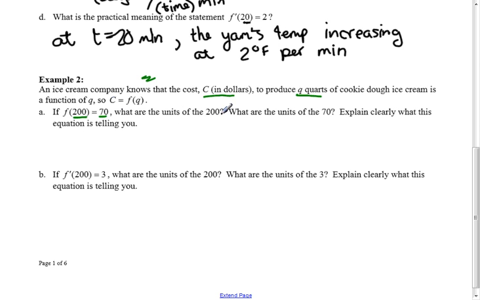So what are the units of the 200? Well, that would be quarts, right? And what are the units of the 70? Looks like that would be dollars. So explain clearly what this equation is telling you. And here the wording is kind of tough. But we always want to start about the same. At the 200 quart production level, let's sound fancy here.